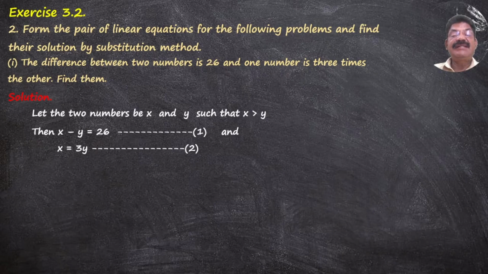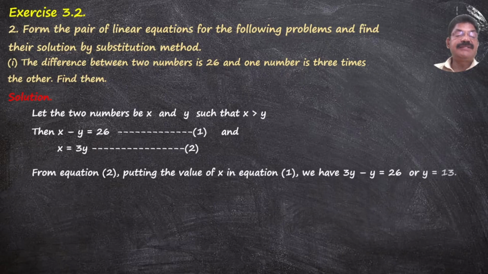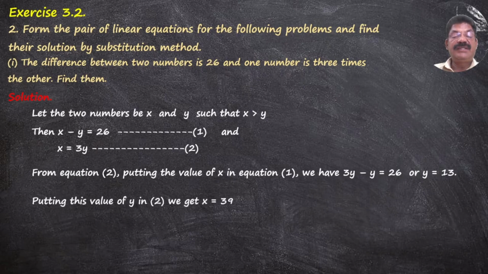We have taken x as a large number. Therefore, x is equal to 3y. Now, putting x is equal to 3y in equation 1, we get y is equal to 13. If you put this value y equal to 13 in equation 2, you get x is equal to 39. Hence, the solution is x is equal to 39, y is equal to 13. Very simple. You have to construct the pair of linear equations and then you have to solve.